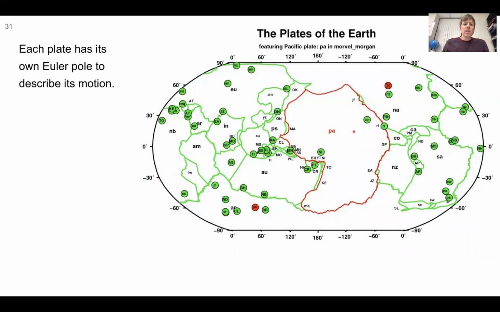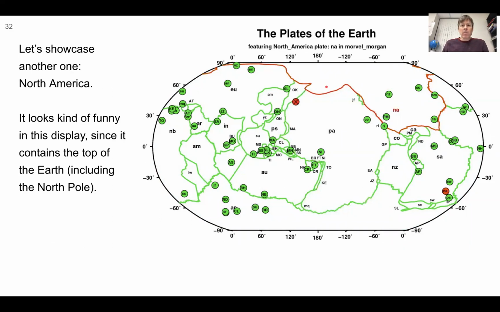Each plate has its own Euler pole to describe its motion. So there should be 56 dots on this map. These are the Euler poles, the positive direction, the tip of the arrowhead. We see the Pacific shown here, where it gets its back end as well, shown in red, and each of the other plates has its own Euler pole to describe its motion. So let's showcase one other, North America.